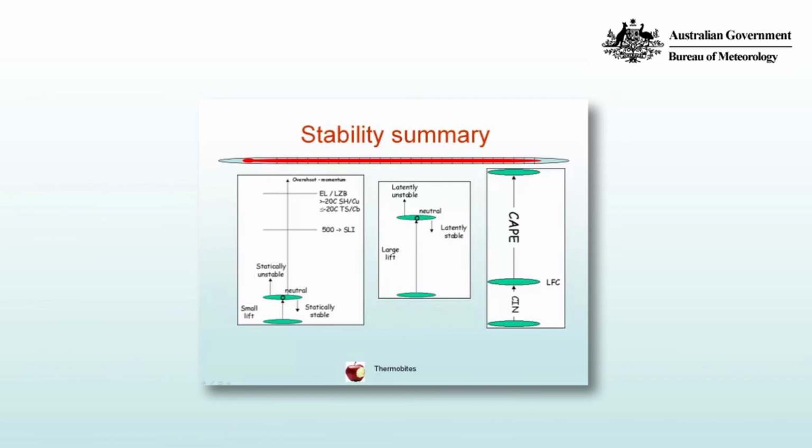And that convective available potential energy is related to the maximum potential updraft speed, and hence various measures of severity of a thunderstorm.